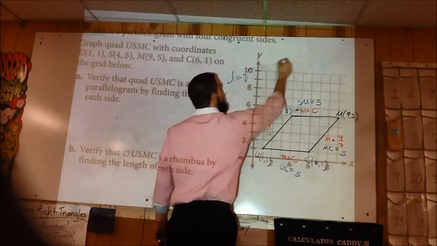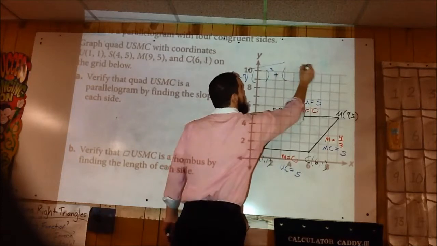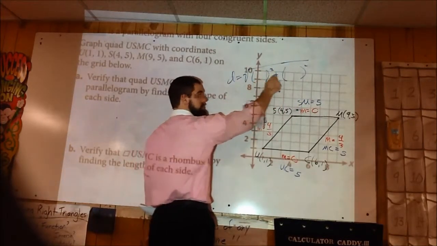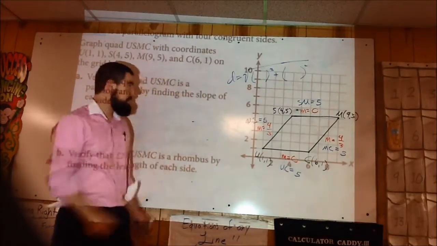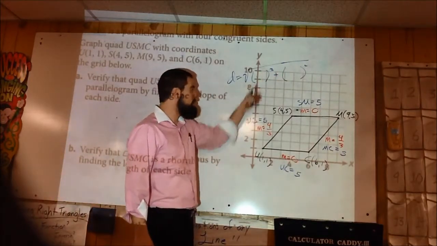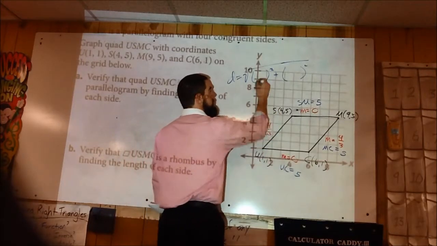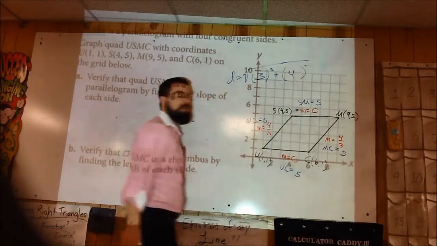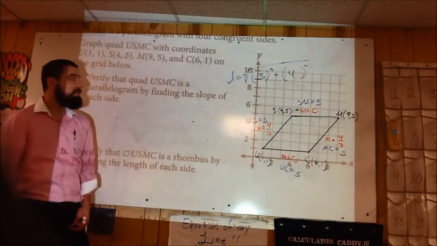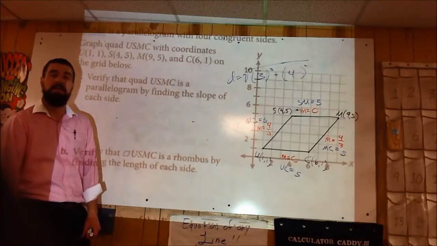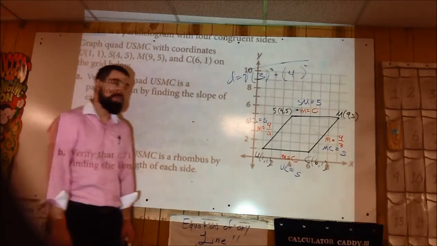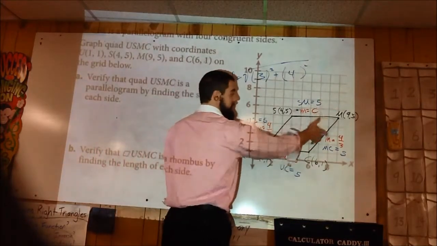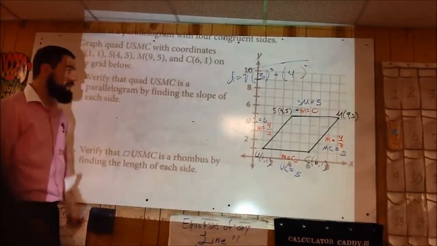So distance is equal to the square root of the difference in the x values squared plus the difference in the y values squared. So how are my x values changing? It's going from 1 to 4, so it's changing 3, and then 1 to 5, that's changing 4 units. So 3 squared is 9, 4 squared is 16, 9 plus 16 is 25, square root of 25 is 5. Works out the same way with those guys over there.